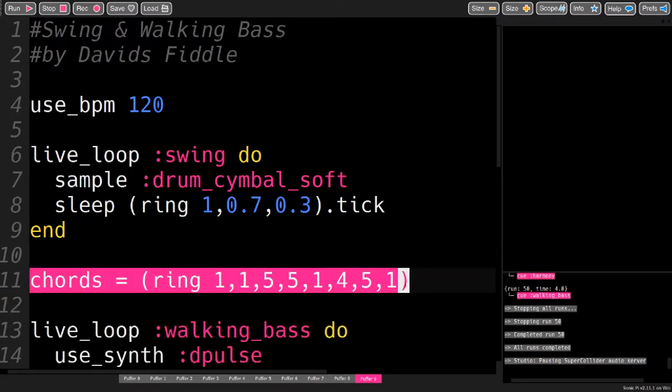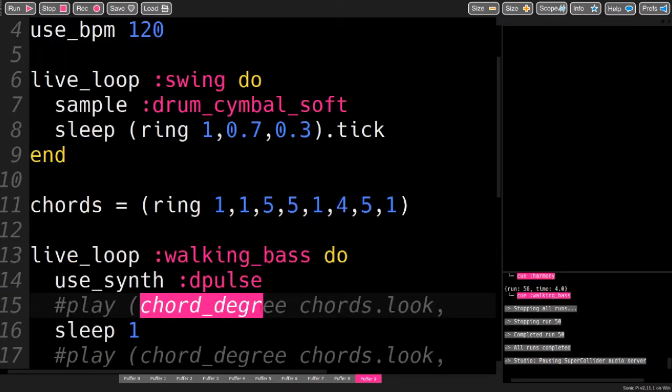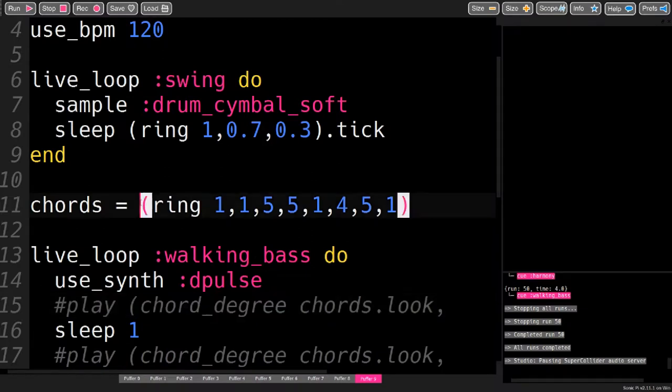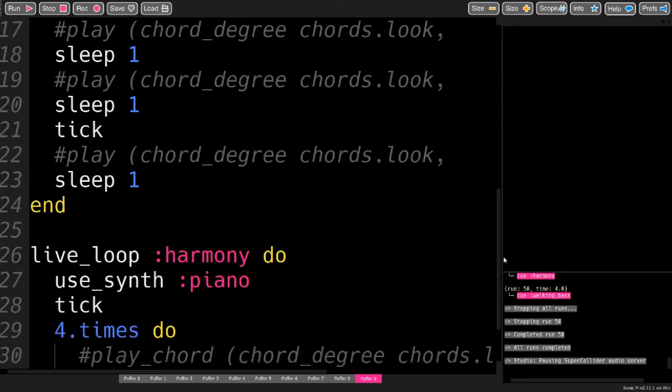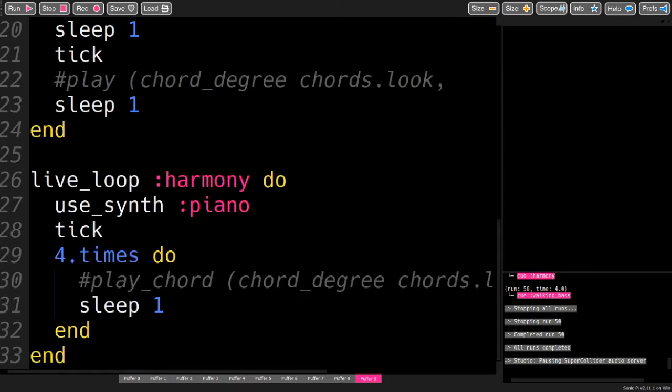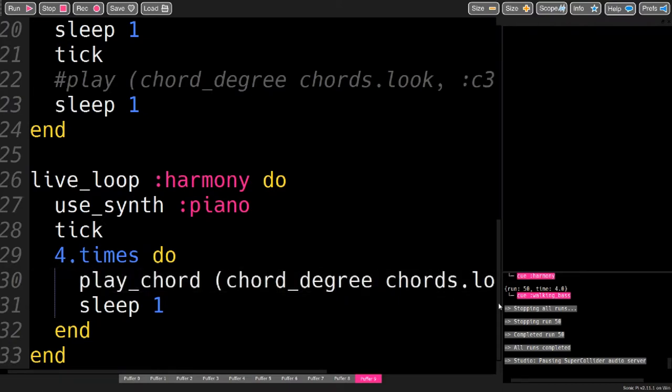Now for a walking bass line, you need a chord progression, and the chord degree function makes it easy to notate this progression by just saving the chord degrees in a ring. And to establish the harmony, I have a piano sound playing just the chords. And so the progression just on piano without bass sounds like this.